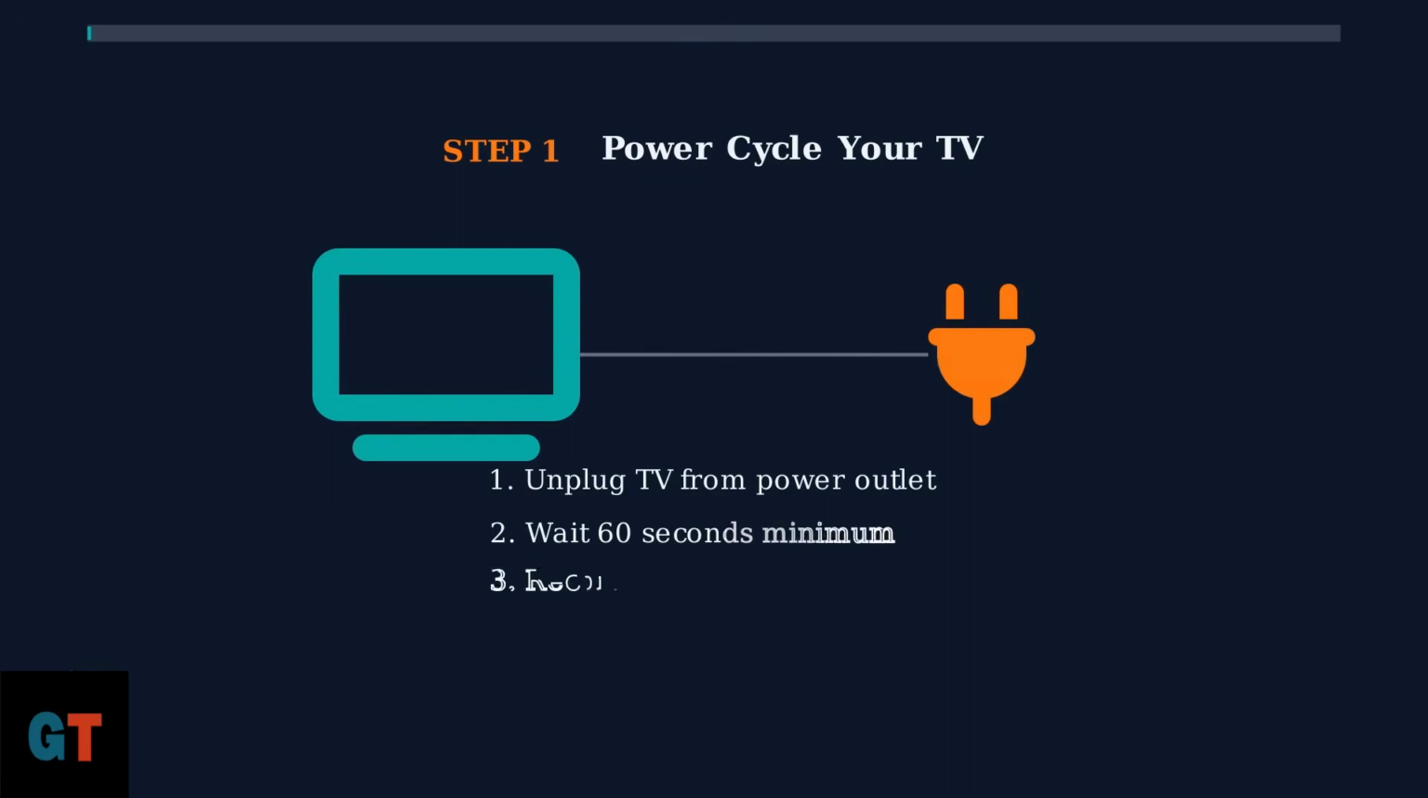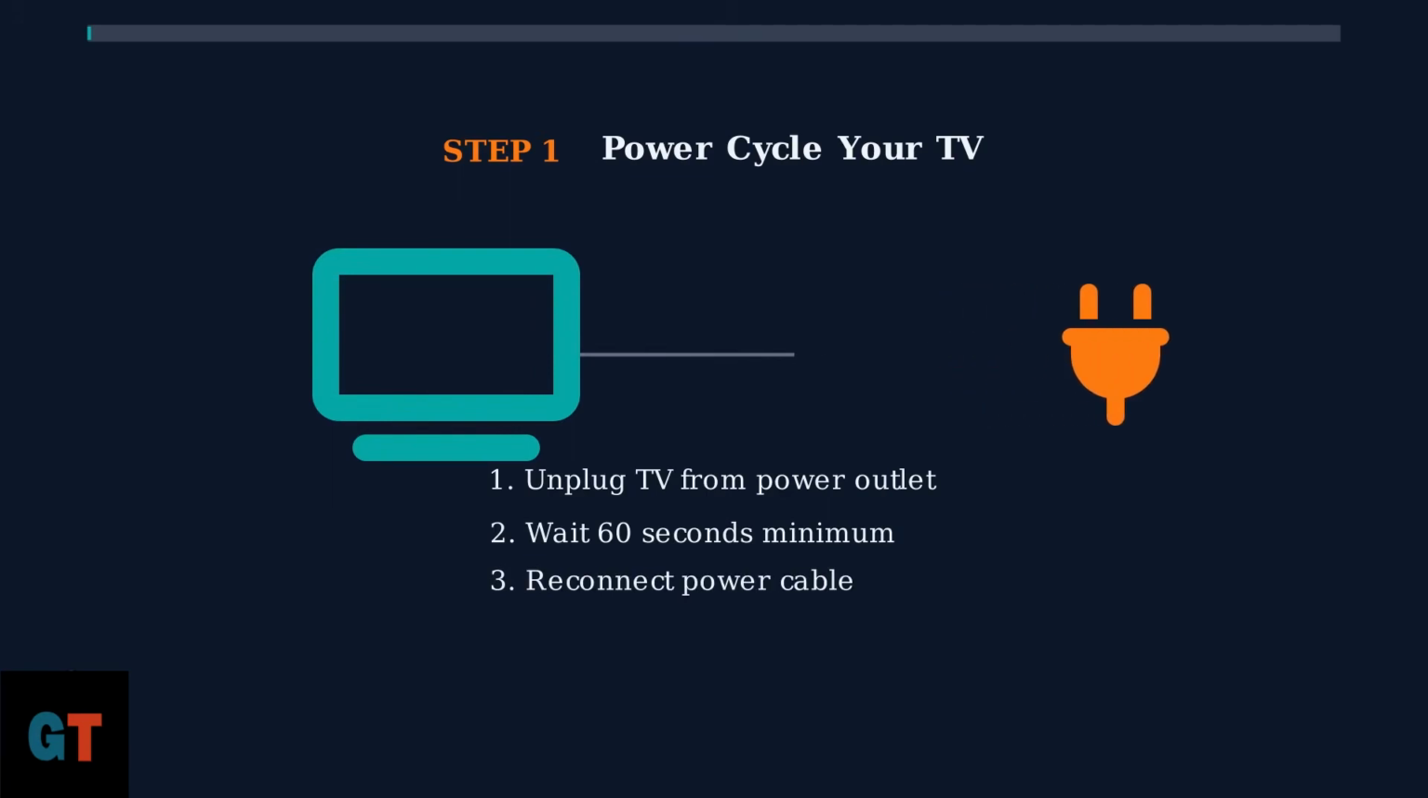When the server maintenance error persists and Samsung's servers appear operational, systematic troubleshooting is required. We will examine 5 progressive solutions, starting with the simplest approach. Step 1 involves performing a complete power cycle of your Samsung television. This process clears temporary system glitches and resets the device's internal state.